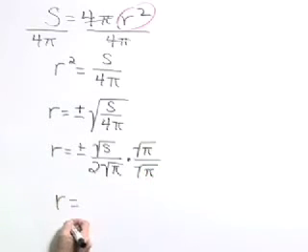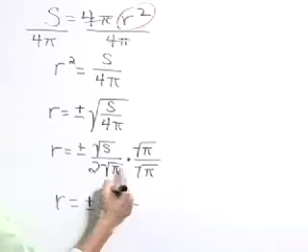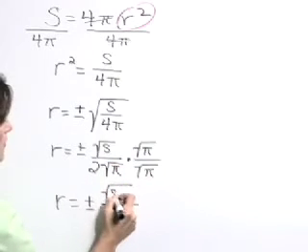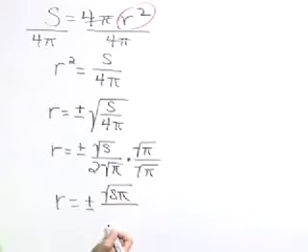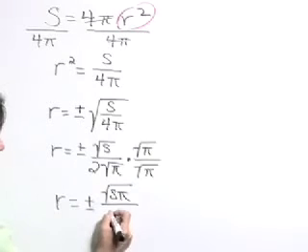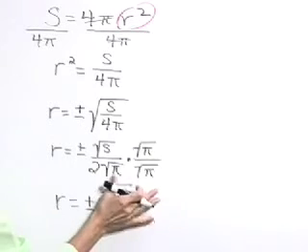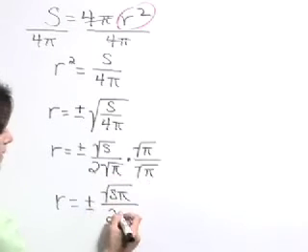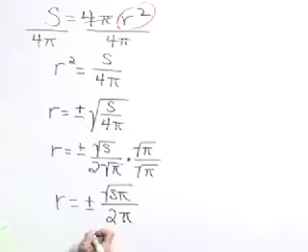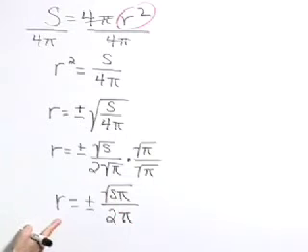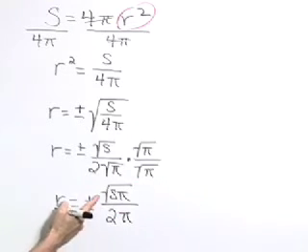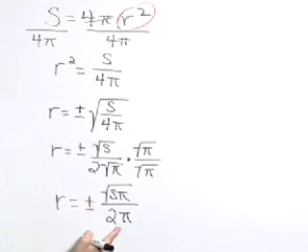This gives r is equal to plus or minus, in the numerator, the square root of s times pi. In the denominator, we've got that number 2 times the square root of pi times the square root of pi, which is pi. So after solving for r, this should read r is equal to plus or minus the square root of s times pi over 2 times pi.